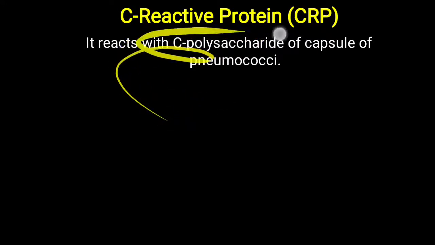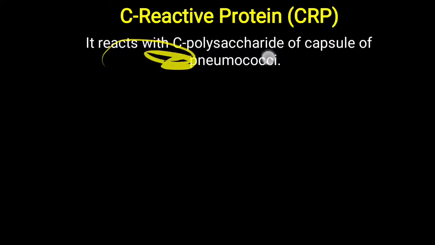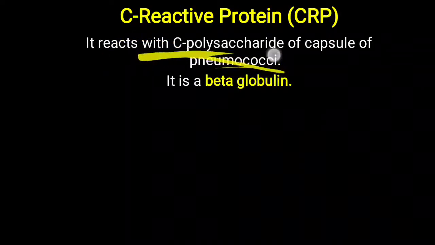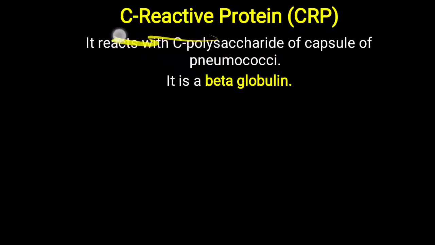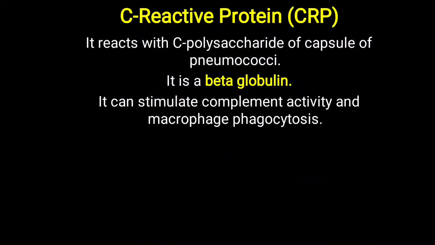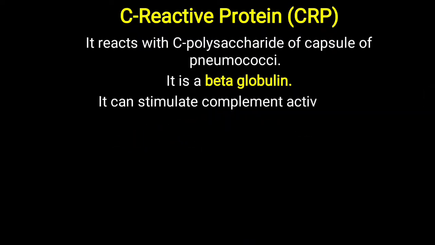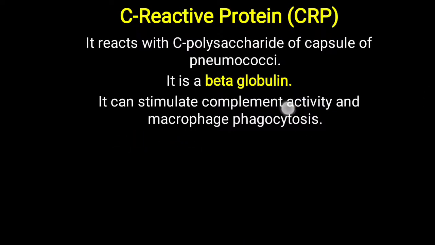Basically, this name is given because it reacts with the C polysaccharide of the capsule of pneumococci, and that polysaccharide is called C, so it is called C reactive protein. It is a kind of beta globulin, meaning it is found in the beta portion of the electrophoresis. It can stimulate complement activity and macrophage phagocytosis.